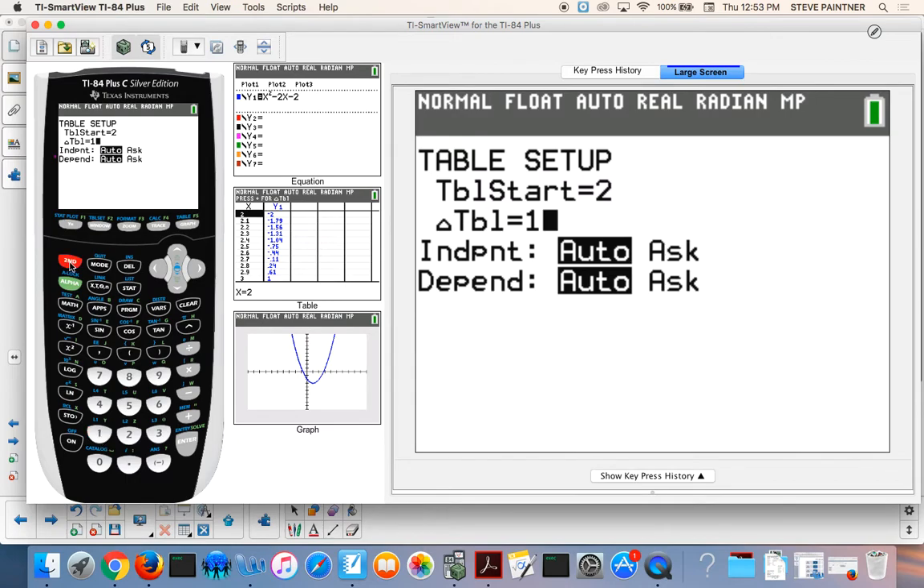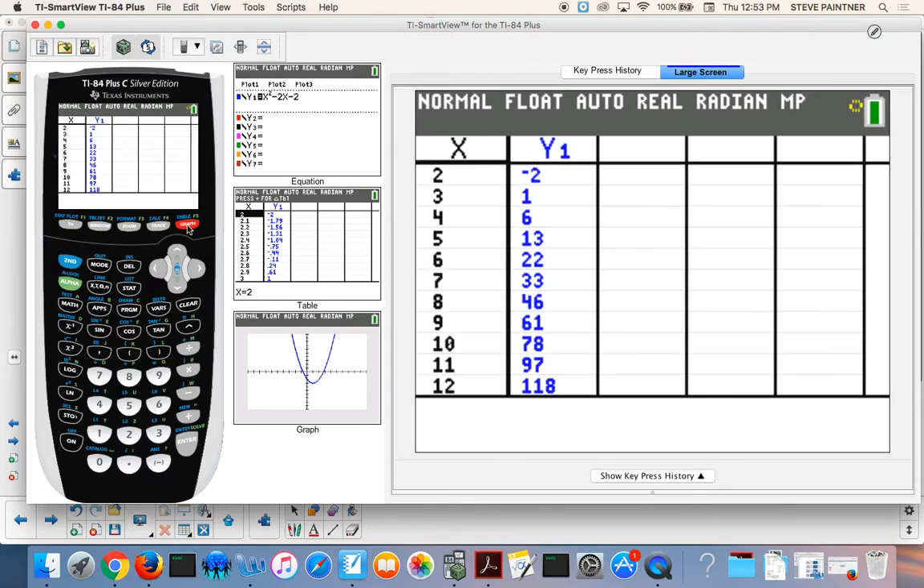Then if you hit second table, you get this table that tells me at 2, the answer is negative 2. At 3, the answer is 1. So right about here, guys, can you see that there is a 0? This is negative 2 and positive 1. So there's a 0 here. So now I want to get closer. How do I get close?